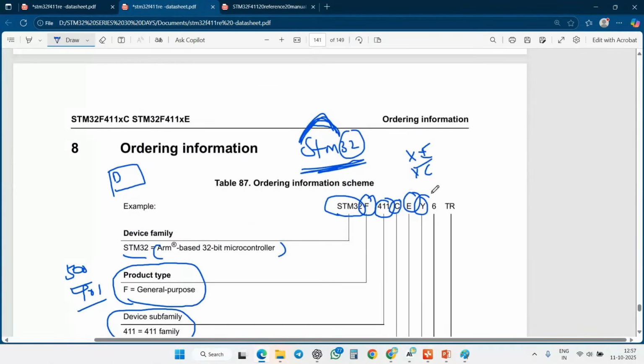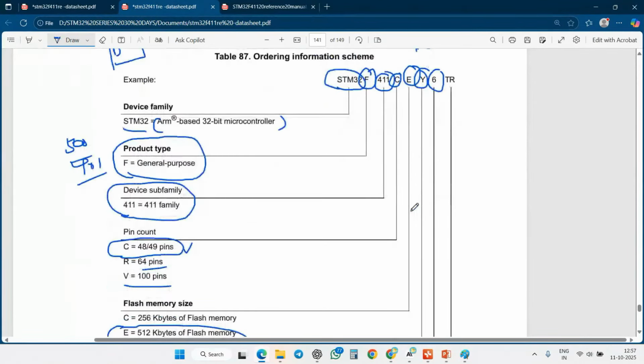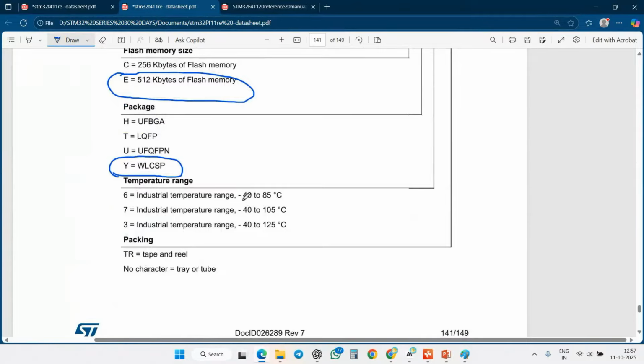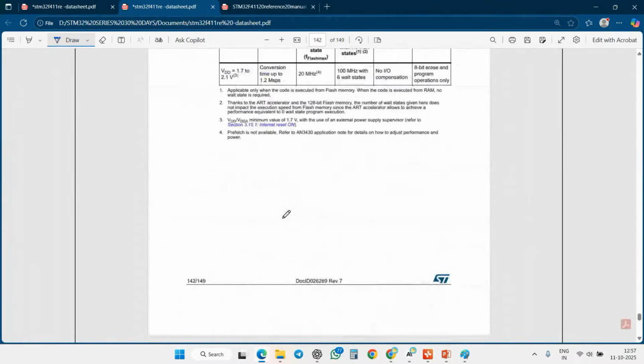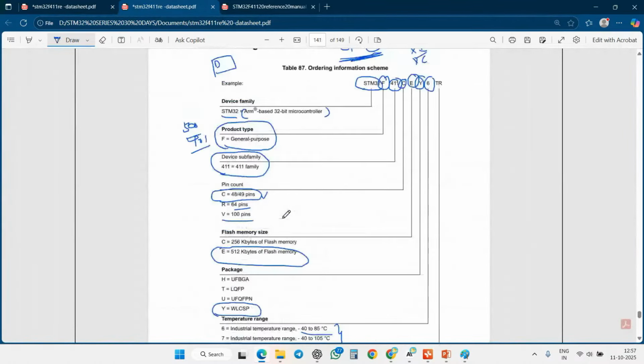And temperature range. In which temperature range can the STM32 work? 40 to 85 degrees Celsius. If you are using a different variant, it varies. I already told you, right? But the STM32F411RE can work in this range of 40 to 85 degrees Celsius. And finally, the packing, how you can pack that thing. So that's it, guys. Up to this, you should be clear on this point.